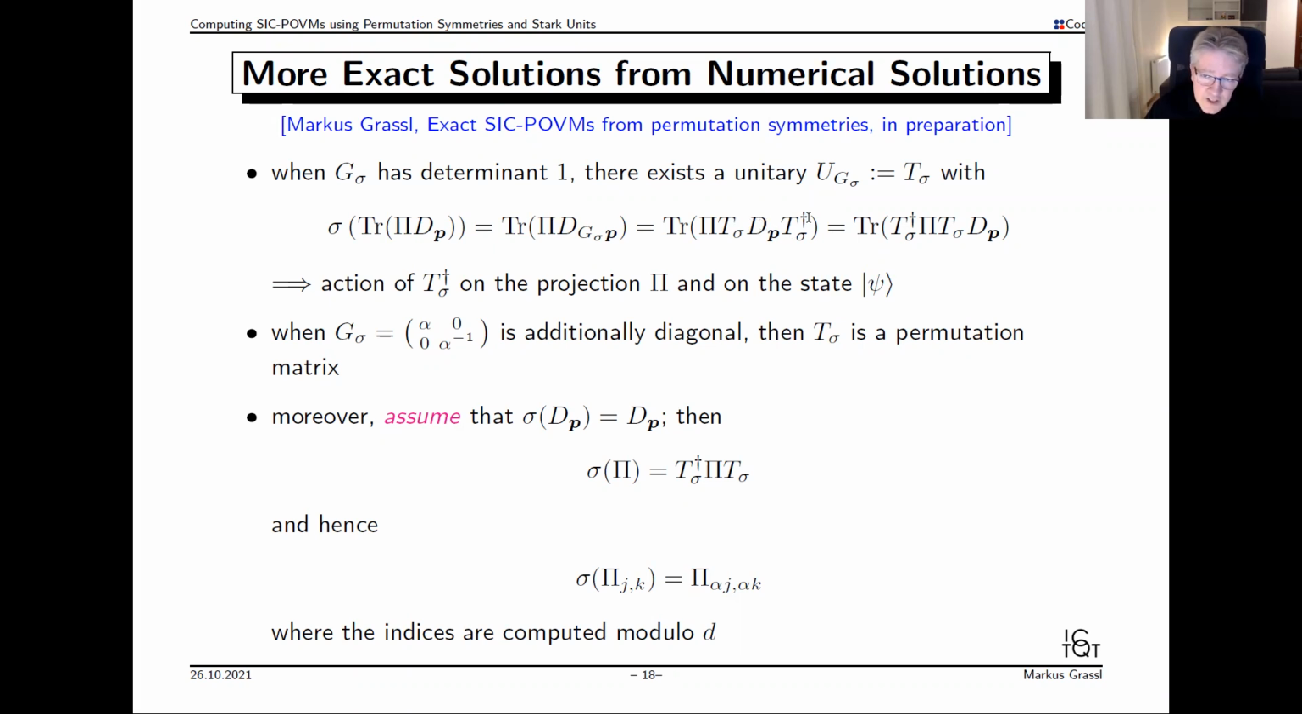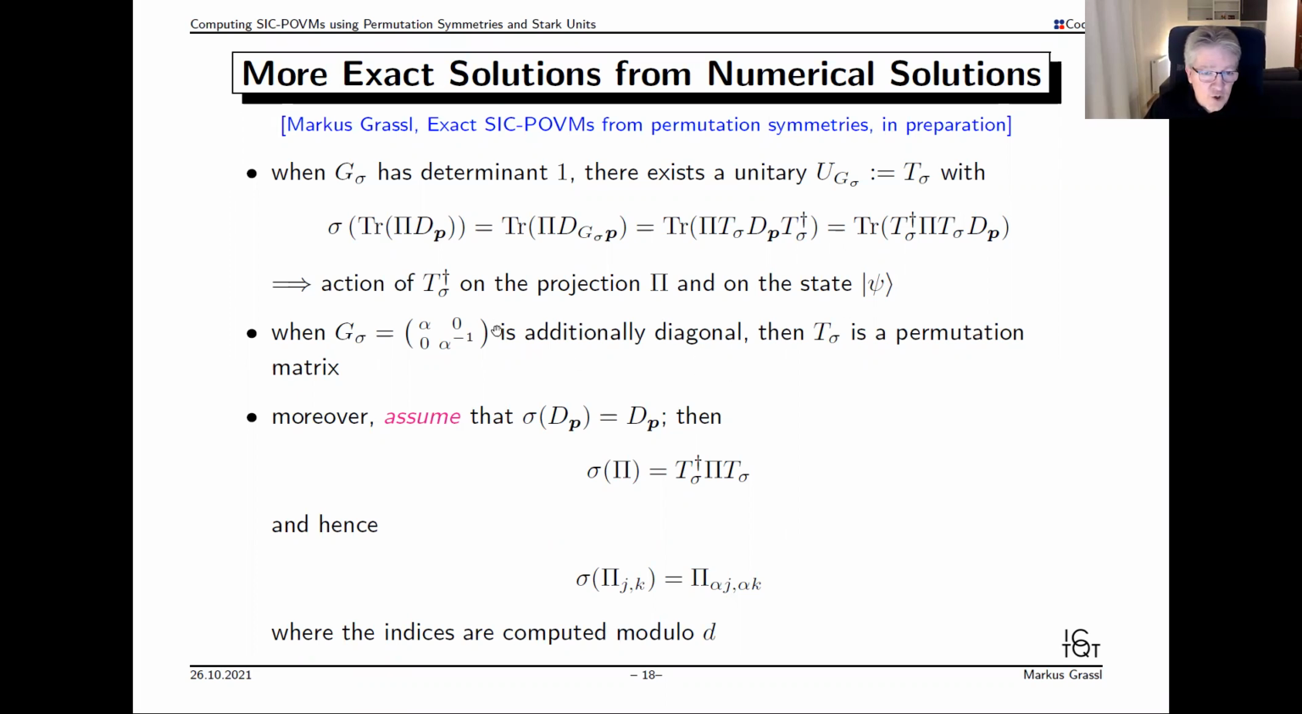I'm using here the physics notation for the inverse. And then by the cyclicality of the trace, I can move this around and have the operation on the projection operator instead of the displacement operator. So from this equation, it indicates that we get an action of the matrix, now actually the inverse of it, on the projection operator and also on the state.